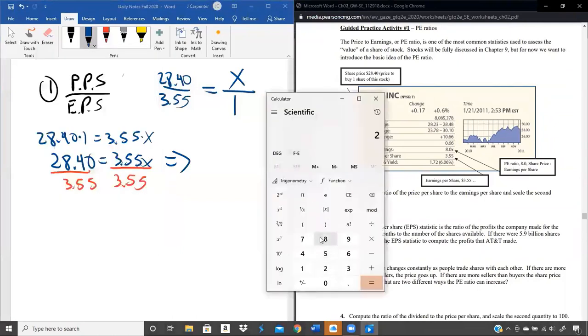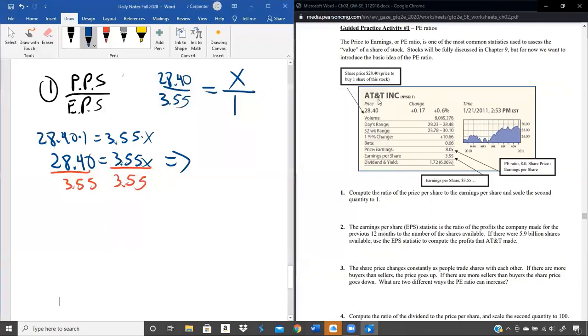So now I know 28.4 divided by 3.55. And we get 8. So 8 is equal to x. What is x? X is the ratio of the price per share to the earnings per share. The price per share to earnings per share. The price to earnings.